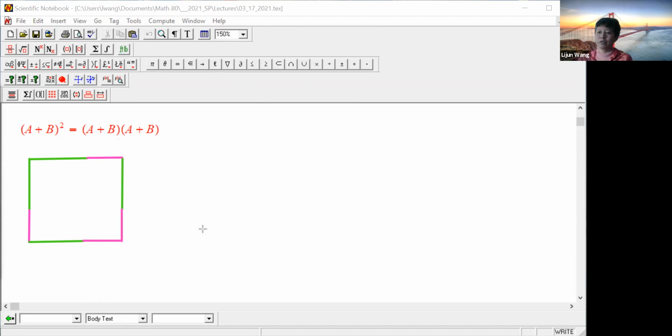This is (A plus B) squared. So this side is A plus B. Oops. Capital A plus capital B. Okay. Every side is A plus B. And these A plus B. Okay. And the other side, I ran out of space, but it's really A plus B. Everybody with me? The green is the A, the purple is the B. Does everybody follow me?